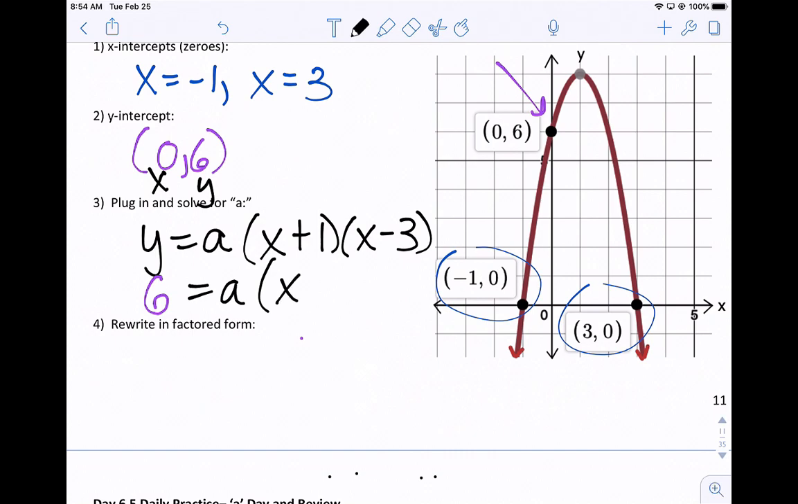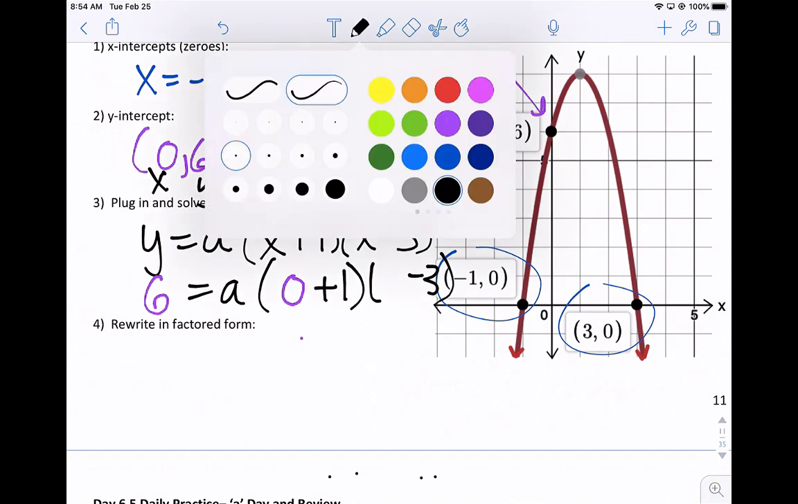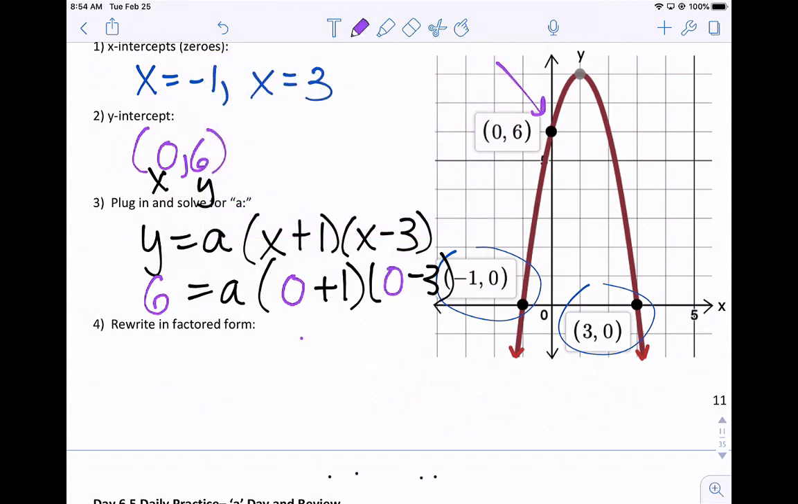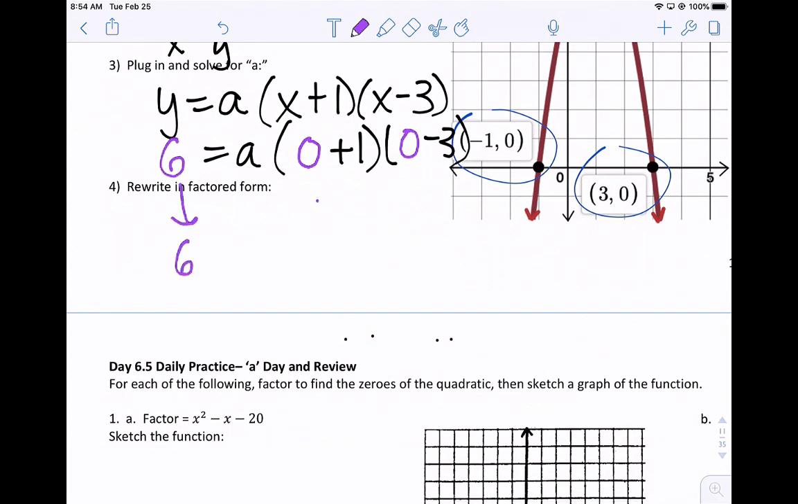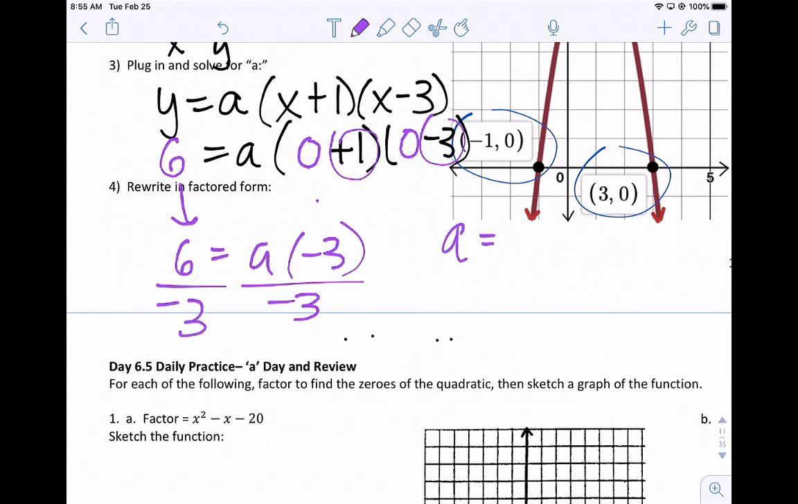times x, and x is 0. Okay, so 0 plus 1, and then 0 minus 3. Okay, so we plugged in 0 for x, 6 for y, and then we have 6 equals a times, we're going to multiply 1 times -3, which is -3. We'll solve for a, divide by -3. So here a is -2.